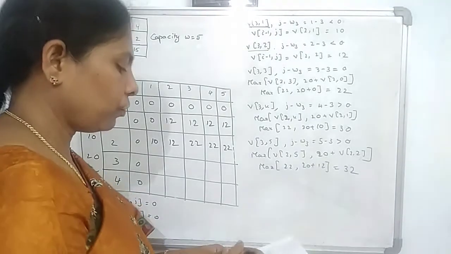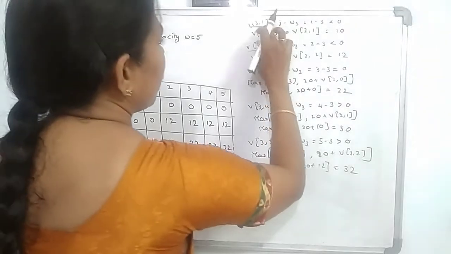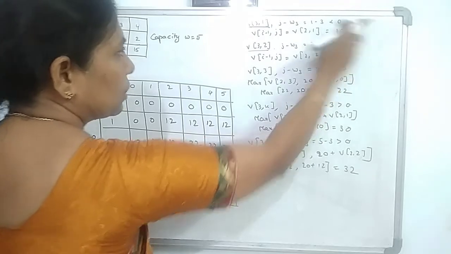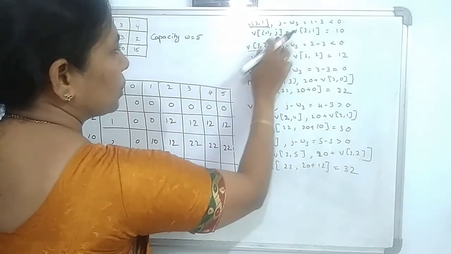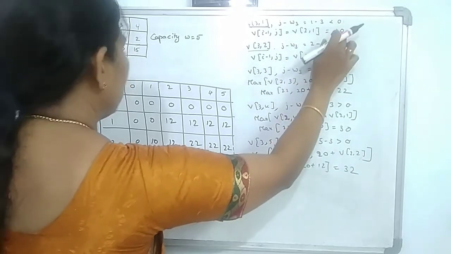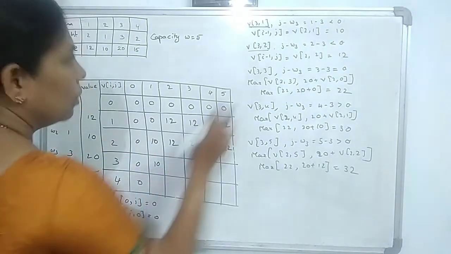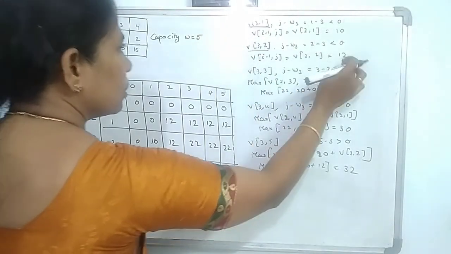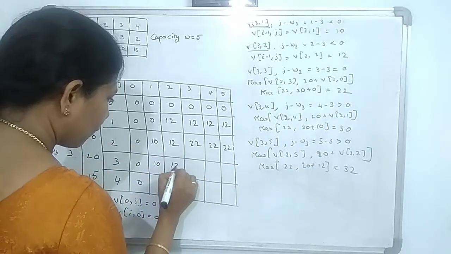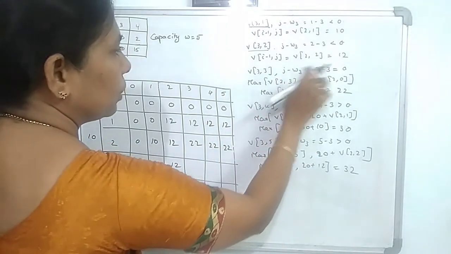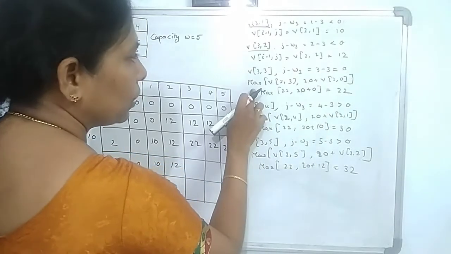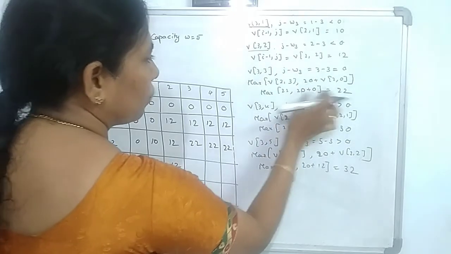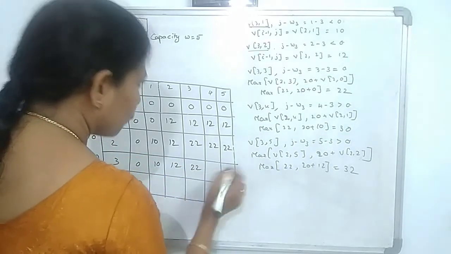So next we will calculate the V of 3 1. So j means 1 and W3 value is 3. So 1 minus 3 is less than 0. If it is less than 0, in that you can apply the equation V of i minus 1 comma j. So that means V of 2 comma 1, that value is 10. So you can fill with 10. Next V of 3 2, j minus W3, 2 minus 3 less than 0. Again you can apply this process and the value is 12. V of 3 3, j minus W3, 3 minus 3 is 0. If it is 0 at that time you can apply the equation, and within the equation calculate the value. That value is 22.